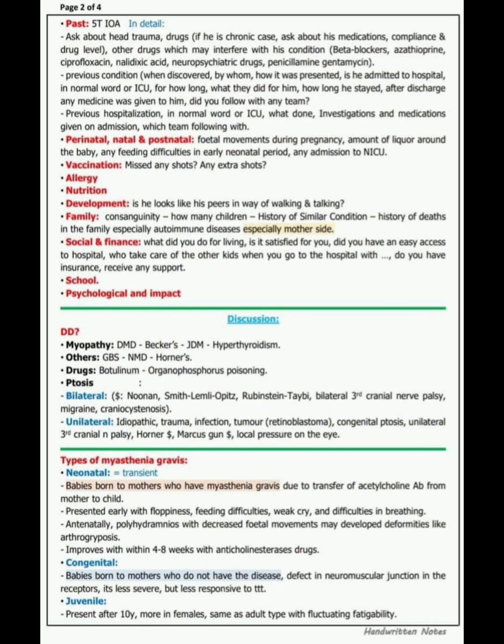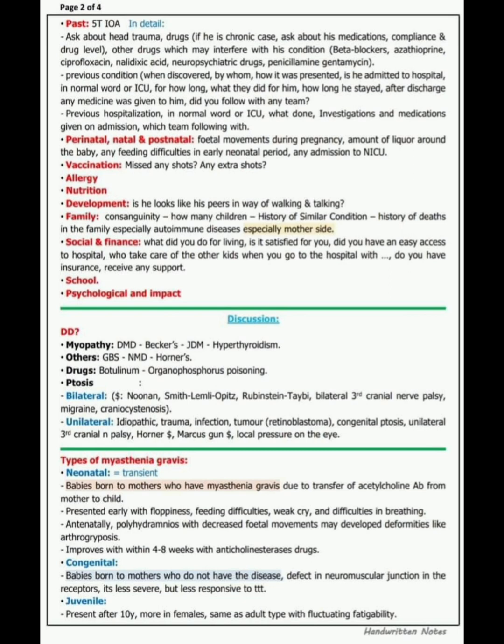Now our discussion portion. The differential diagnosis of myasthenia gravis: myopathy, DMD, Becker muscular dystrophy, juvenile dermatomyositis, hyperthyroidism. Then others: Guillain-Barré syndrome, neuromuscular disease, Horner syndrome. Drugs: botulinum, organophosphorus poisoning. Bilateral ptosis: Noonan syndrome, Smith-Lemli-Opitz syndrome, Rubinstein type B, bilateral third cranial nerve palsy, migraine, and craniosynostosis. Unilateral ptosis: idiopathic, trauma, infection, tumor, retinoblastoma. Congenital ptosis, unilateral third cranial nerve palsy, Horner syndrome, Marcus Gunn syndrome, local pressure on the eye.